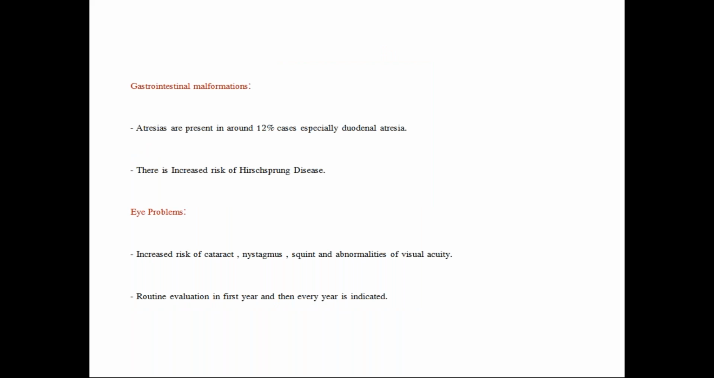Gastrointestinal malformations. Atresias are present in around 12% of cases, especially duodenal atresia. There is increased risk of Hirschsprung disease. Eye problems increase the risk of cataract, nystagmus, squint, and abnormalities of visual acuity. The routine evaluation is done in the first year, and every year it is indicated. So at the presentation of congenital Down syndrome, you might not have seen sensorineural hearing defects or eye problems or GI malformations, but every year you have to screen them. And thyroid also you have to send every 1 to 2 years.